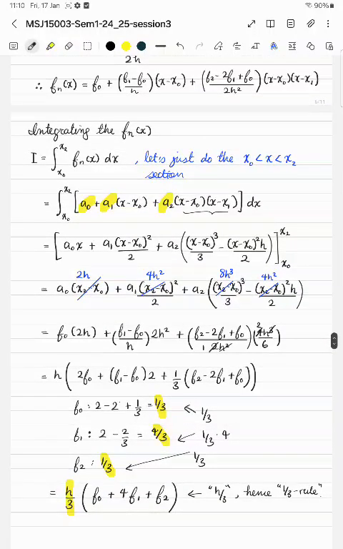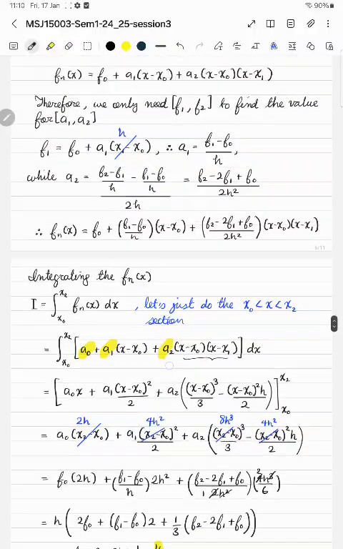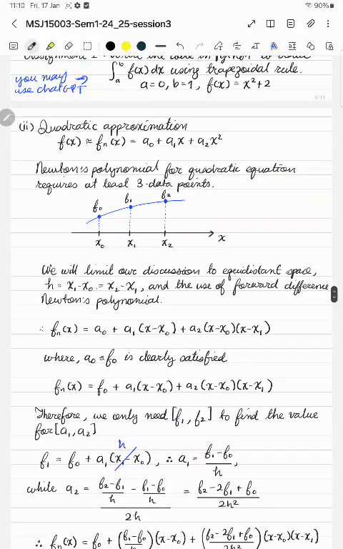Now the first step is we need to integrate from the starting point, the starting node x0, until the end node, which is x2. Okay, so our first section for the integration will involve this area.